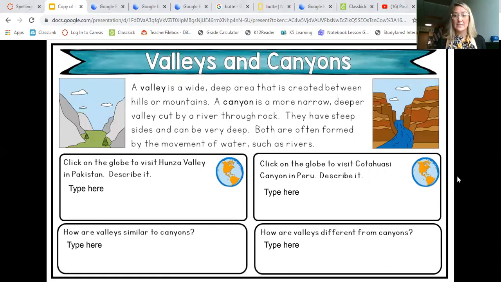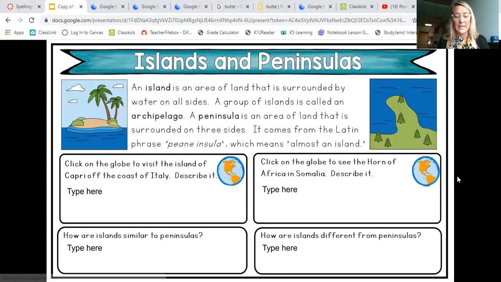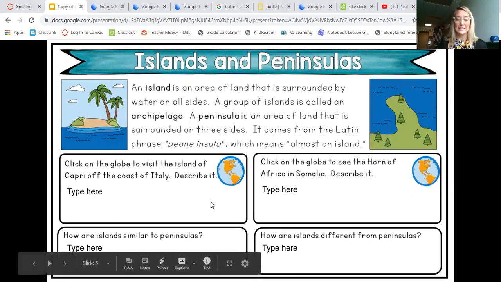Valleys and canyons. Valleys and canyons can both be in between mountains or mesas, and they are both formed by water typically. But the difference is valleys are wide and have a deep area, and canyons are narrow and normally have a river running through them. Today we're going to look at islands and peninsulas.